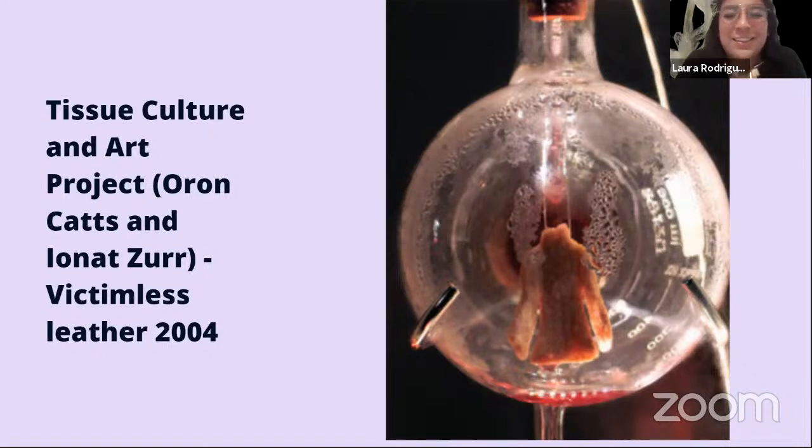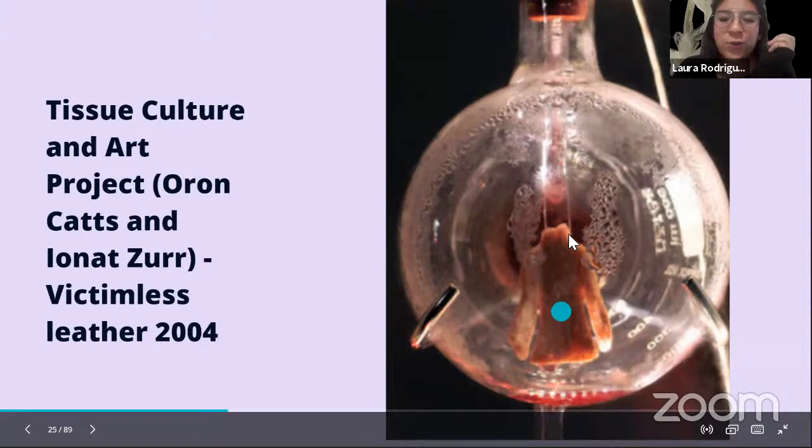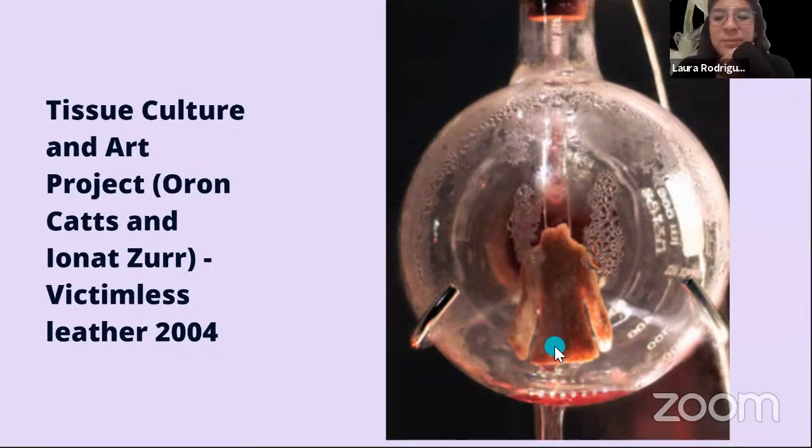So all of you are on the right track. This is a project from the group Tissue Culture and Art Project, made by Oron Catts and Ionat Zurr. And it's called Victimless Leather. So they had a living pig and they took a sample from the skin of the pig and grew this sample of the skin in the laboratory in a scaffold or a structure of bone that resembles a jacket.